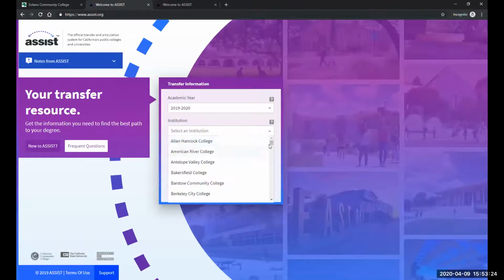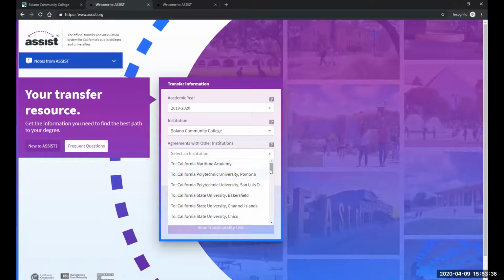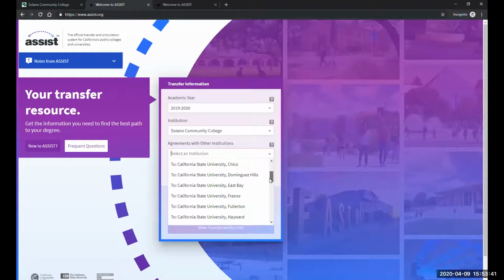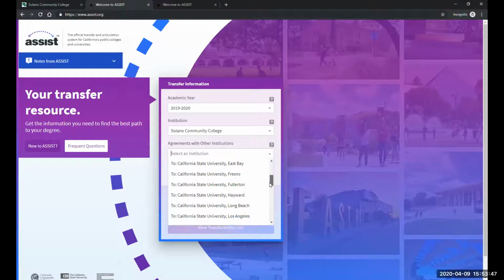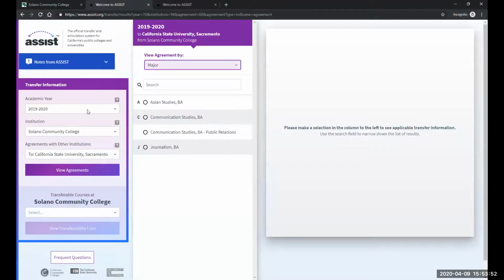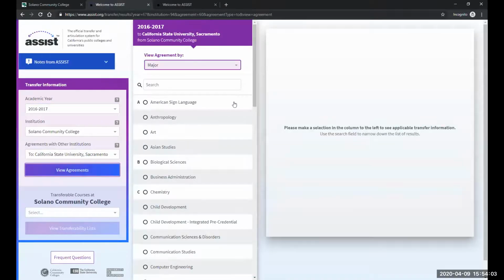So you would pick Solano as your institution here. If you're also going to another community college in California, you can pick a different community college. So you pick Solano and then you pick the school that you want to attend, and this goes over CSUs and UCs, so California State Universities and University of California's. No privates or out-of-states are listed here. And then you would pick your school, Sacramento, and then you would view the various degrees available. They're still updating this, so 1920 doesn't show very many. You might need to go backwards in time a little bit to view the agreements while things are being updated.